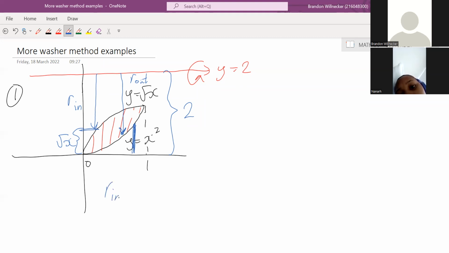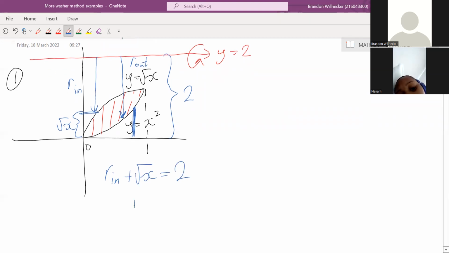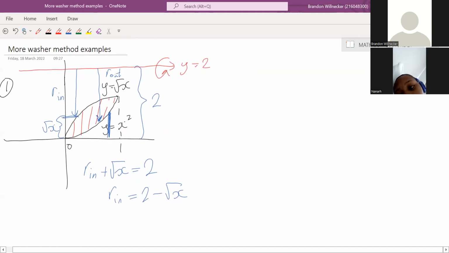So we know that r in plus root x is going to be equal to 2, because that's the total distance. So that means r in is going to be 2 minus root x. That's the first one. And then we know r out plus x squared is going to be equal to 2. So r out is 2 minus x squared. So we've got our inner radius and we've got our outer radius. Now we can find the volume.